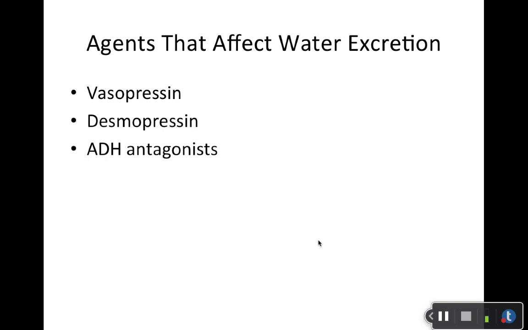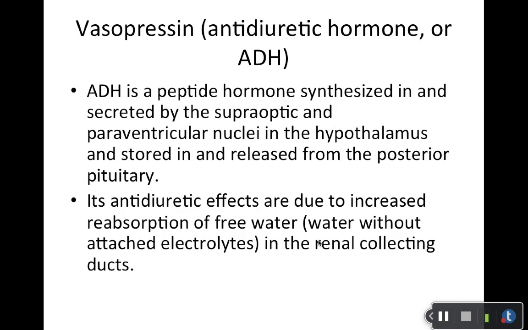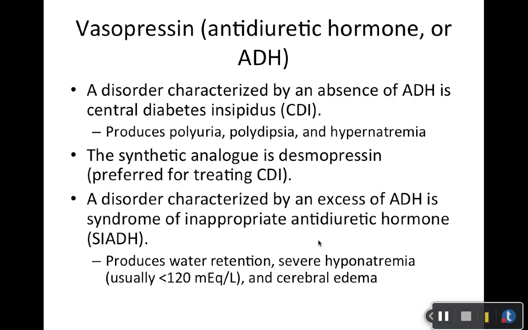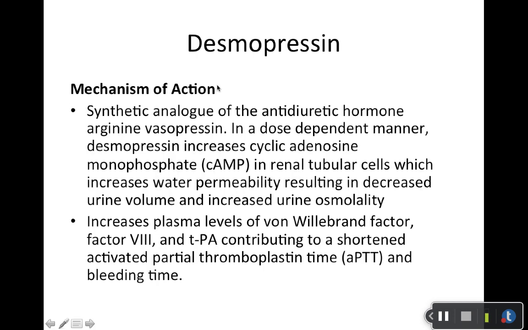Now we have some medications that affect water excretion. Again, some that we've seen before: vasopressin, desmopressin, ADH, and antagonists. Vasopressin is also known as ADH, which is antidiuretic hormone. You have seen this before in the endocrine module, I believe. So definitely read through this, and make sure you are studying this as far as its uses. We have desmopressin, which is a synthetic analog of the antidiuretic hormone, ADH, aka vasopressin.